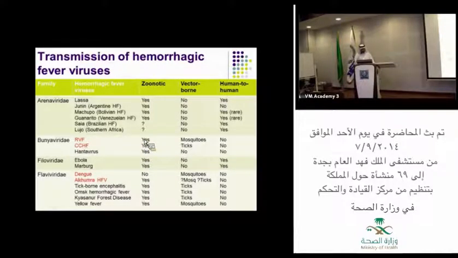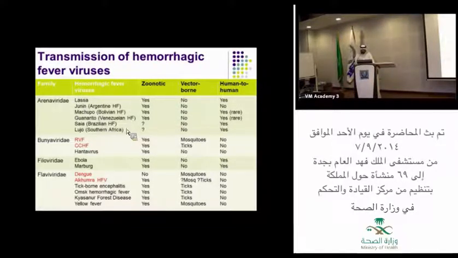This is just a summary of the infections that I mentioned, indicating which of them is zoonotic, which is vector-borne, and which can be transmitted from human to human. Not all of them can be transmitted from human to human. As we said, all of them are zoonotic. Even the ones with a query, there's strong suspicion that they are also zoonotic. The only exception is dengue.